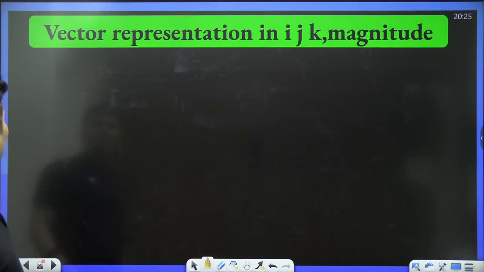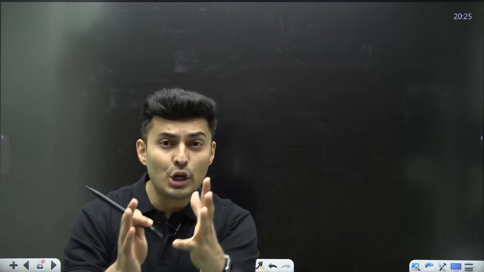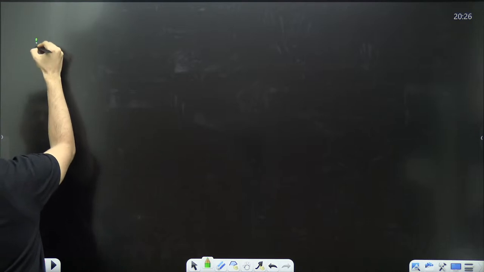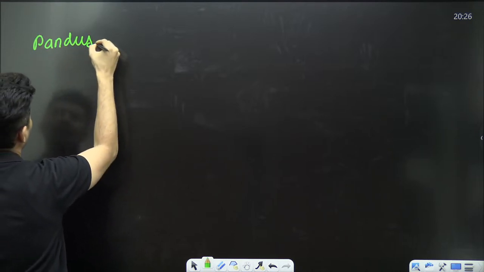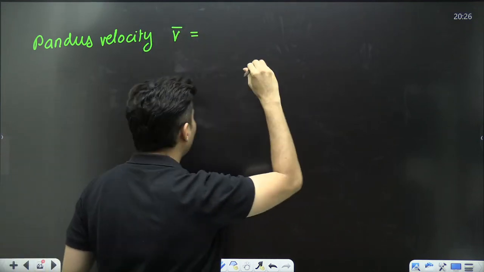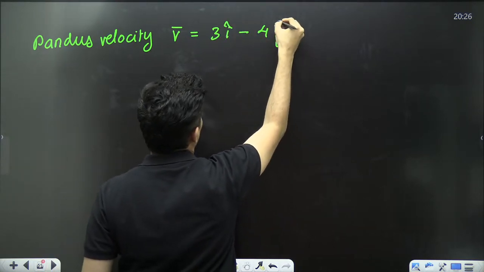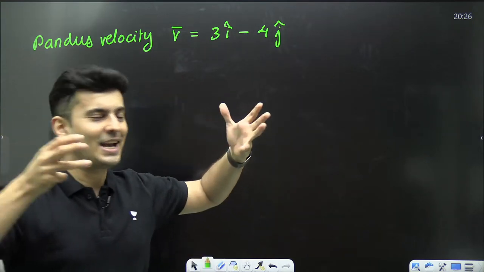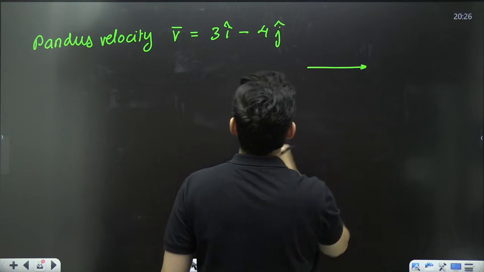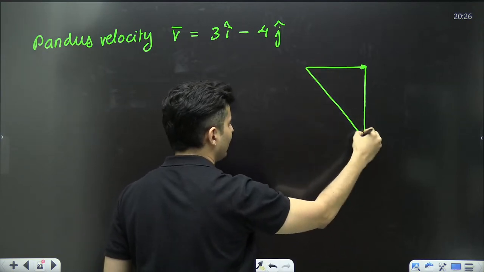Let's also do one more thing. Vector representation is done. This part. Finding a unit vector in somebody else's direction. Meaning, imagine Pandu's velocity, v bar, is for example 3i cap minus 4j cap. First, try to visualize. Where is 3i cap? 3i cap will be here. Where is minus 4j cap? Minus 4j cap will be here. So Pandu's velocity is basically like this.